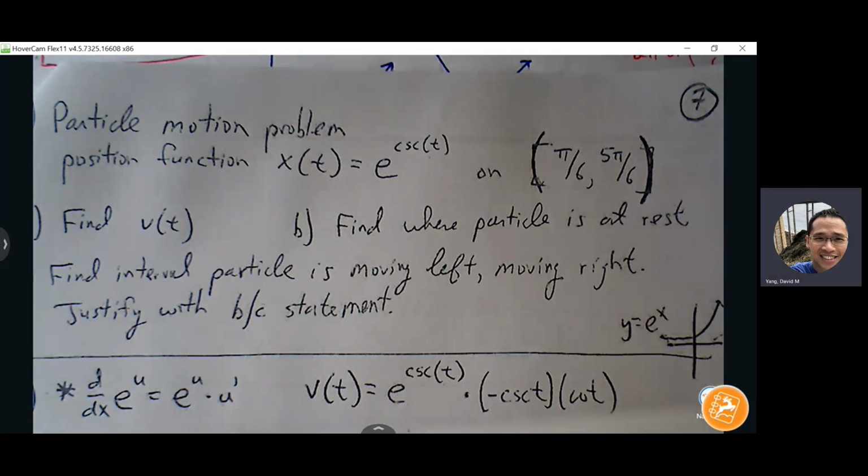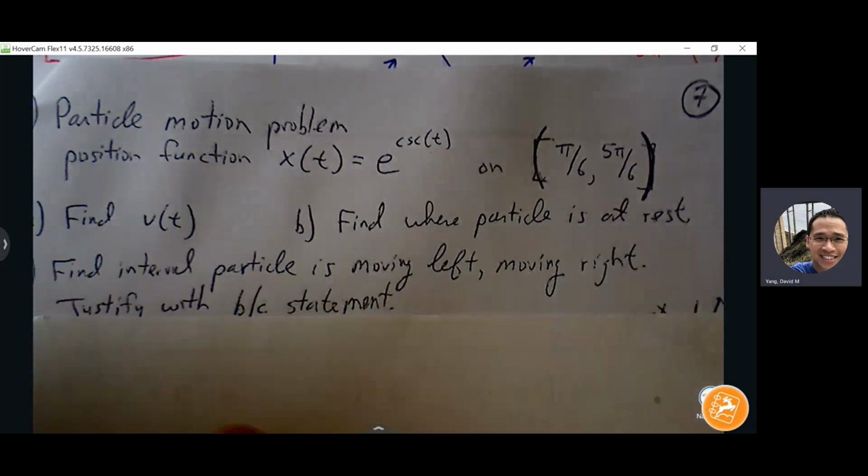Okay, so particle motion problem here. Given your position function is e to the cosecant of t on the interval from pi over 6 to pi over 6. Find the velocity function. Okay, so find the velocity function.